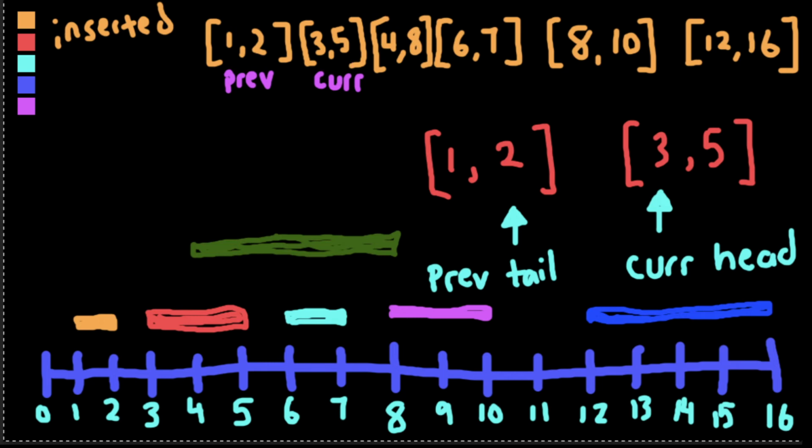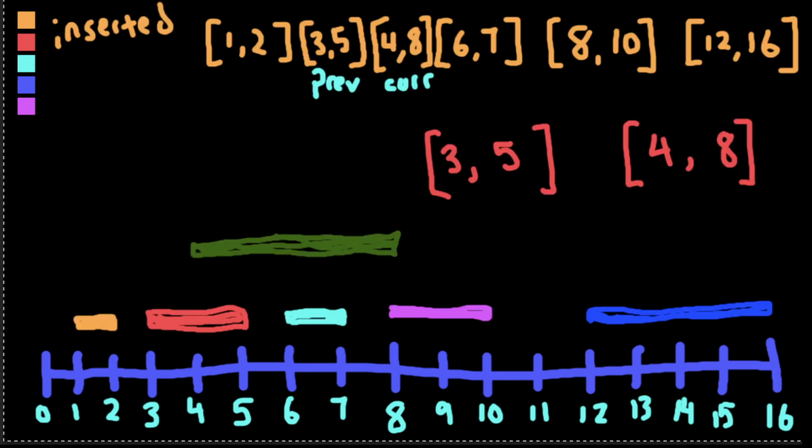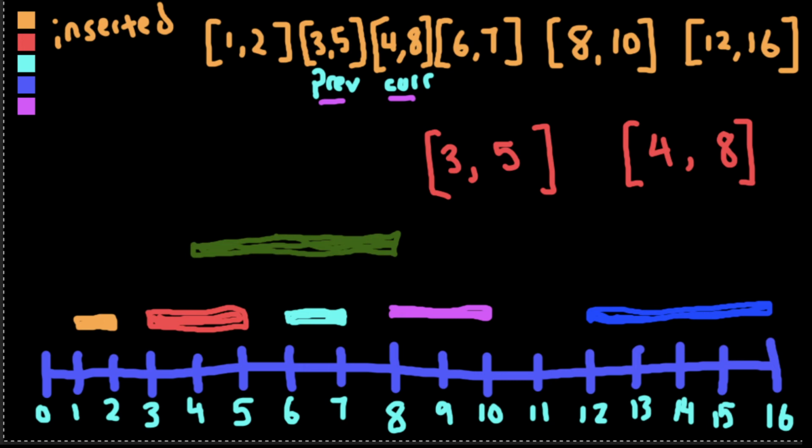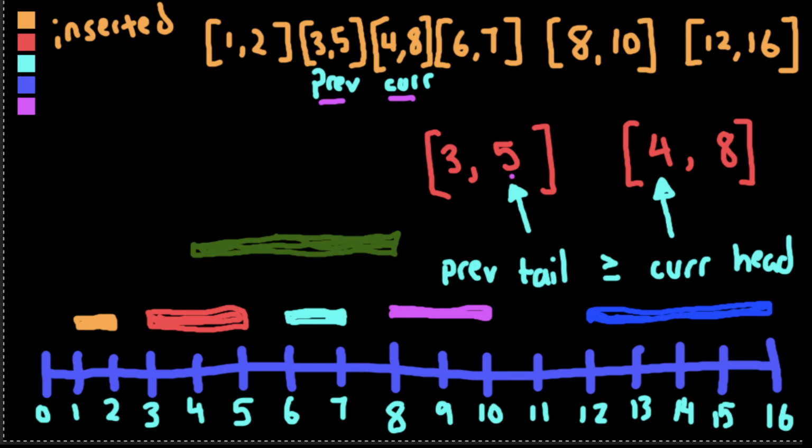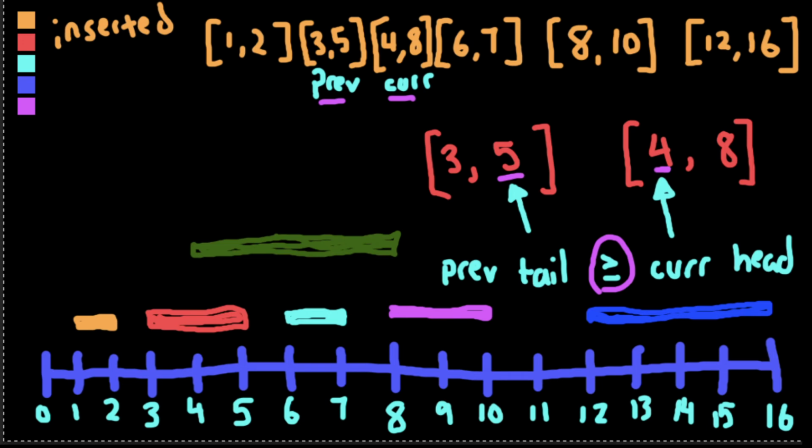So now you notice that we pushed everything forward, previous and current. So we're comparing 3.5 with 4.8. So what do we actually want to compare? Once again, we want to compare the previous tail at 5 with the current head, which is 4. Is the previous tail greater or equal to the current head? It is. So a merge step is necessary. How do we do that? Let's take a look.